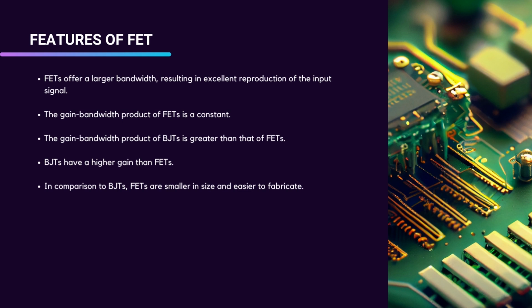So, they are used in applications which require a high gain bandwidth product, but BJTs are more preferred where the gain of the circuit is an important factor. BJTs have higher gain than FETs. In comparison to BJTs, FETs are smaller in size and are easier to fabricate. The FETs are fabricated on silicon and the size of the FET is smaller than a BJT. So, where there is an area constraint, we use FETs rather than BJTs as they are easy to fabricate.